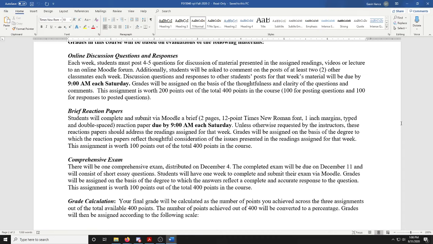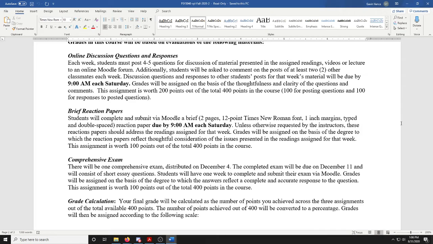So again, the online discussion questions and responses are 50% of your grade, 200 out of 400. Brief reaction papers are 25% of your grade, and the comprehensive exam is 25% of your grade. But look at that. We've tried to build in an extraordinary incentive for you to stay involved. Half your grade is keeping up with discussion questions and responses. Incidentally, I promise you, you will actually learn something about animal behavior in reading the material, in generating discussion questions, and in responding to other students' questions. You can't help but learn something.